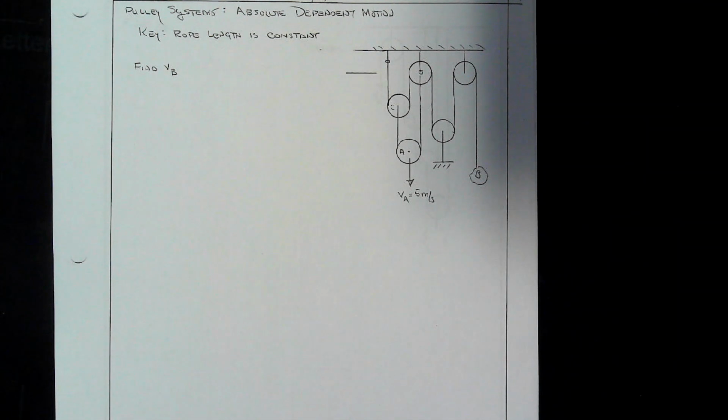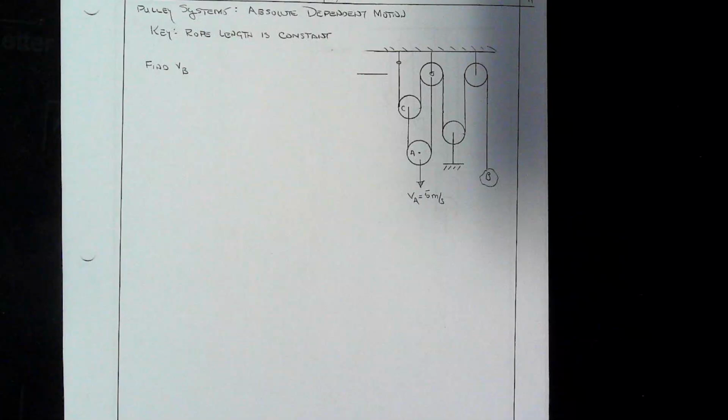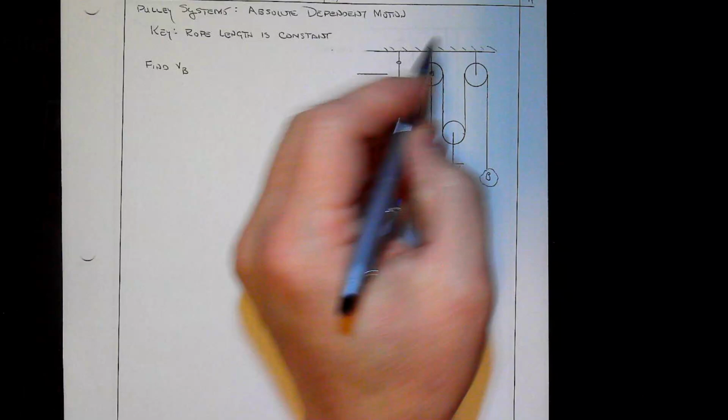So we have two more topics that we need to deal with in chapter 12 of your text related to particle kinematics. And this one is called absolute dependent motion, which would be pulley systems. So we're going to do a couple problems quickly with pulley systems, and then we'll move on to relative motion analysis.